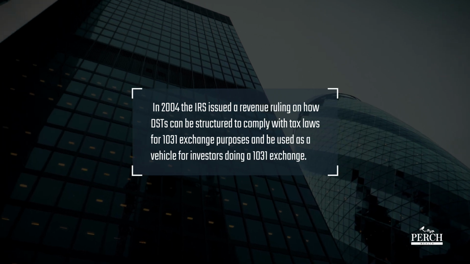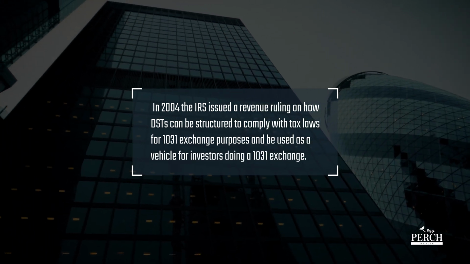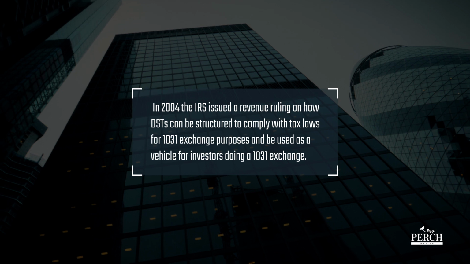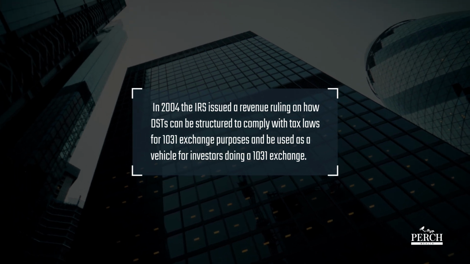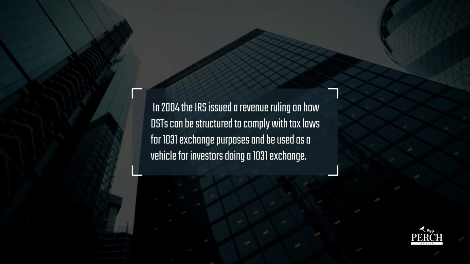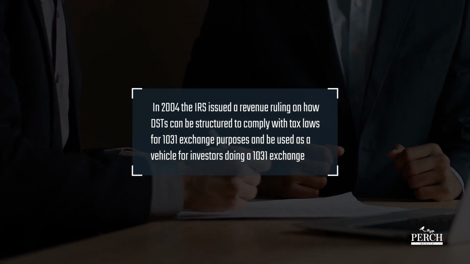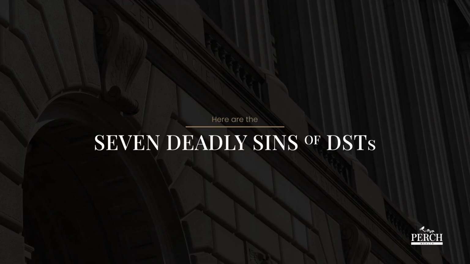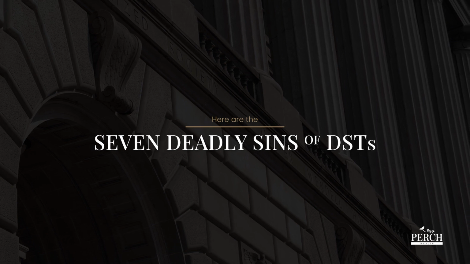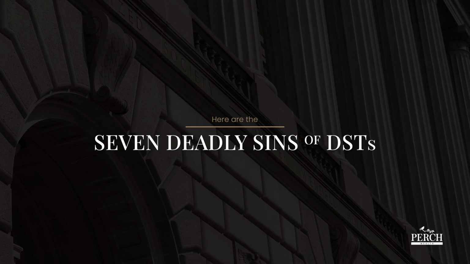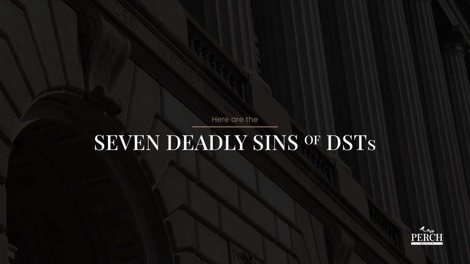DSTs came to the forefront in 2004 when the IRS issued a revenue ruling on how DSTs can be structured to comply with tax laws for 1031 exchange purposes and be used as a vehicle for investors doing a 1031 exchange. The IRS listed 7 requirements, also known as the 7 deadly sins for DSTs. The 7 deadly sins of DSTs are as follows.